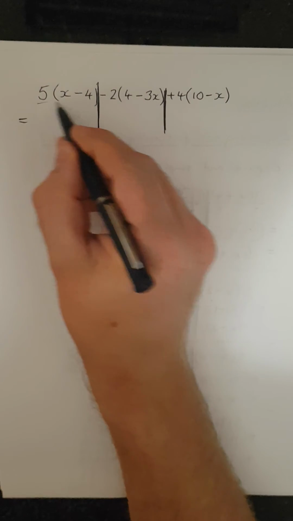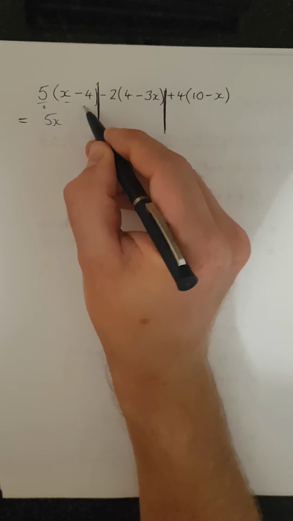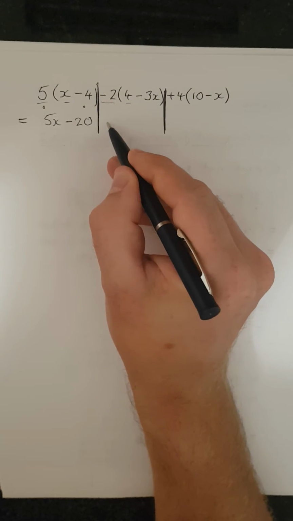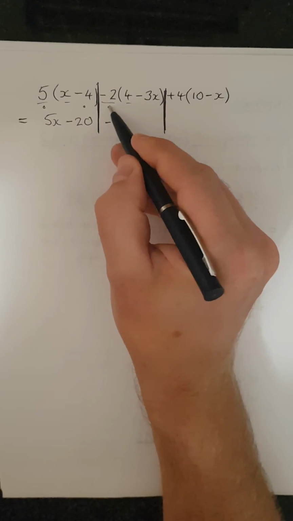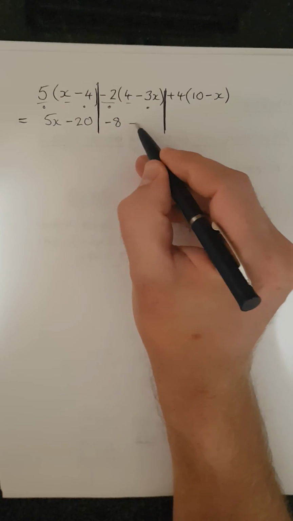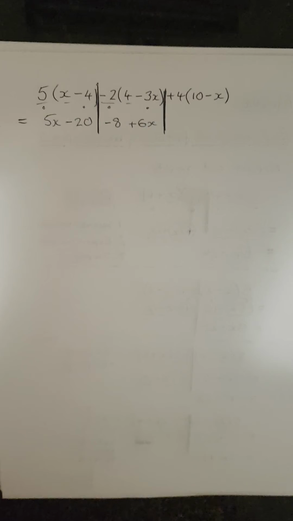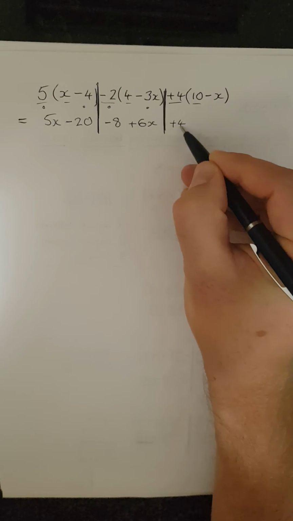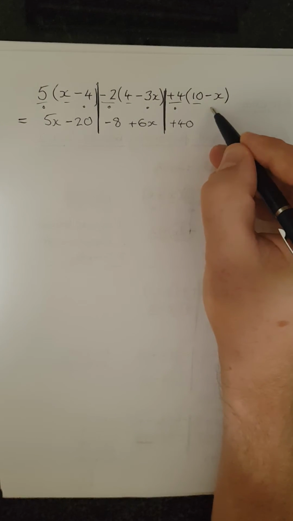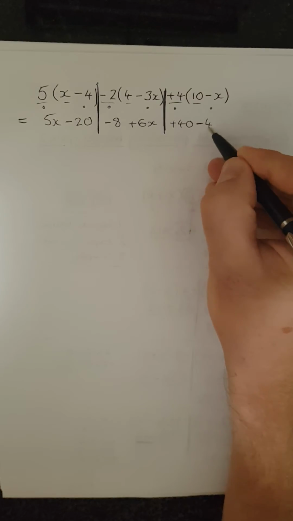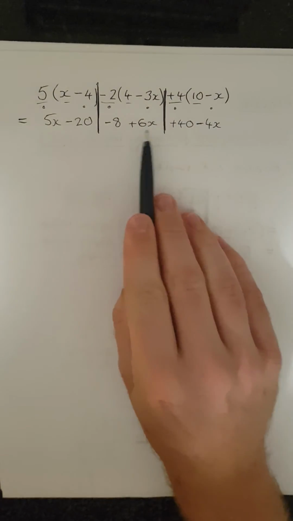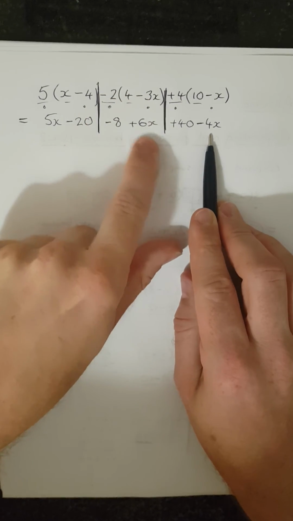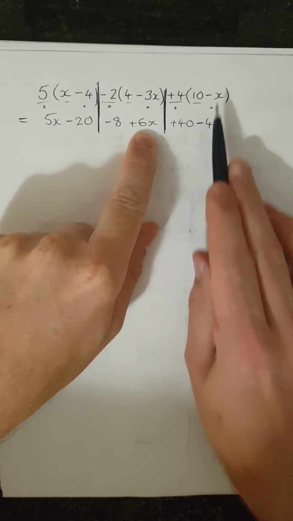Five times x, 5 times minus 4. Minus 2 times 4. Then minus 2 times minus 3. Four times 10. Then 4 times minus x. Now these two here are the two that people often get wrong, because they forget to put this minus when you multiply here, and they make a mistake here.